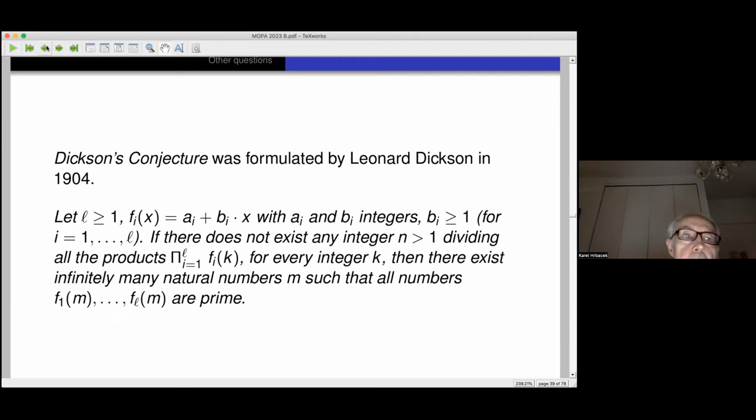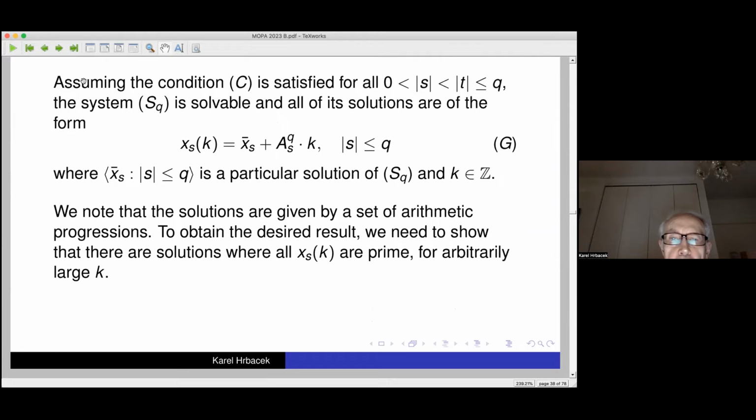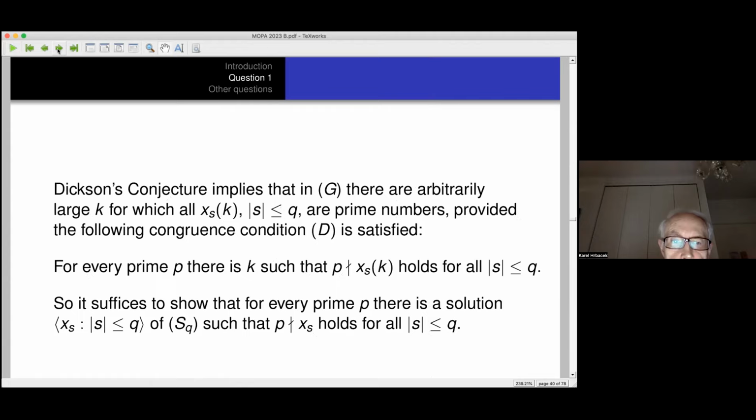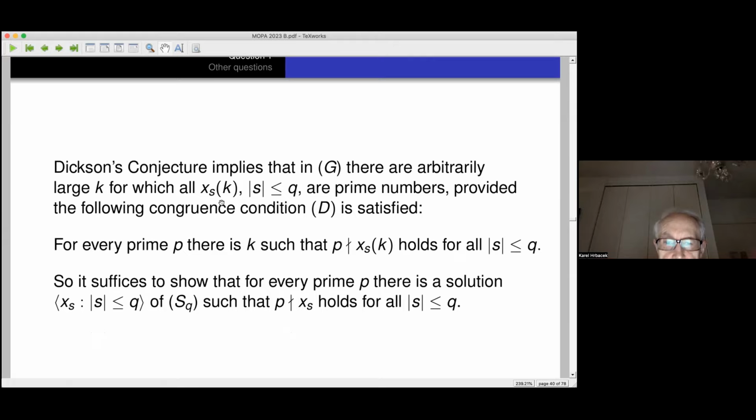So we have to guarantee that the solutions we have here satisfy this assumption of Dixon's conjecture. We have to choose the coefficients a sub k in such a way that for every prime p, there is a solution of the system S_q such that p does not divide any term in this solution. Now, every term in the sequence comes from some solution.